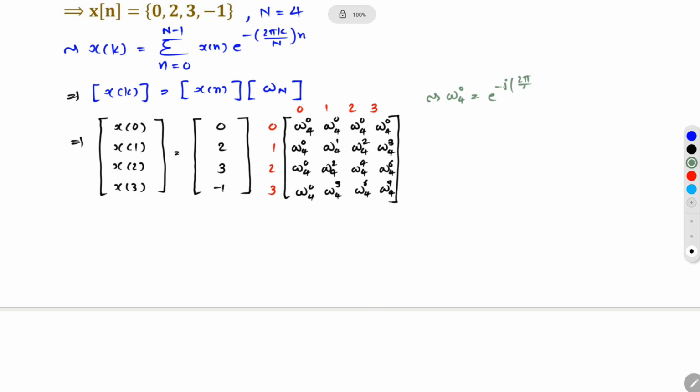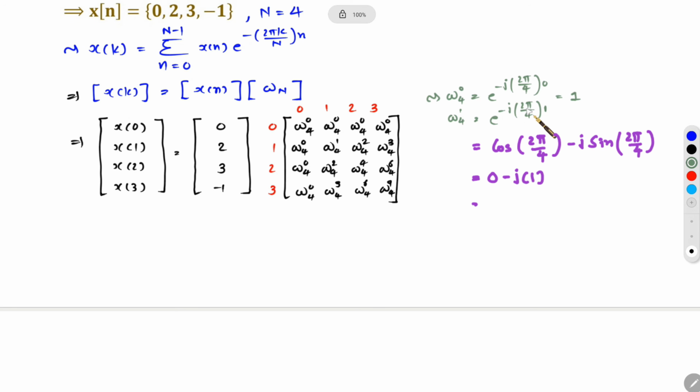2 pi by 4, and here this power is 0, so this will be 0. So e to the power 0, that is 1. Similarly, W4 to the power 1 will be e to the power minus j 2 pi by 4, and here there will be 1. So e to the power minus j pi by 2. So e to the power minus j pi by 2, that will be minus j.